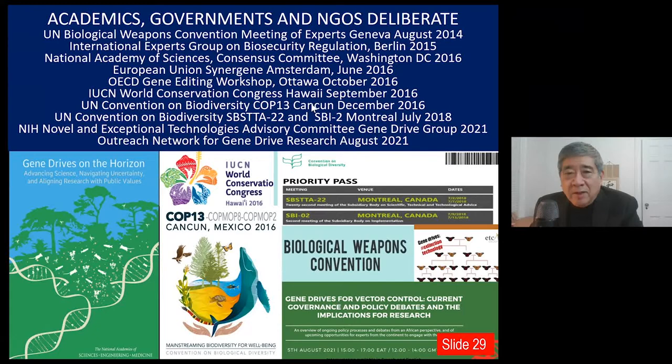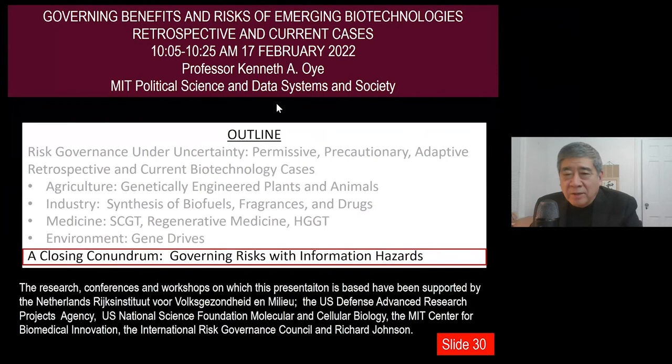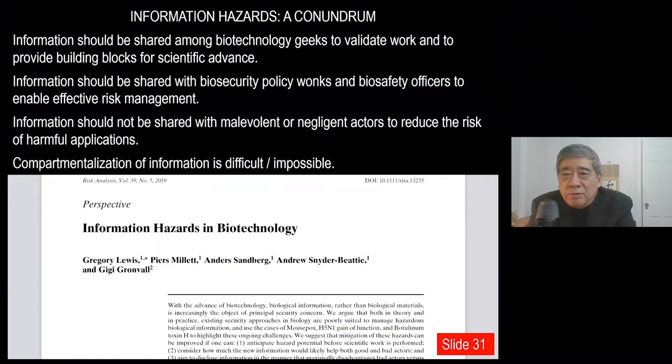Now, I want to end on a closing puzzle, a conundrum, a difficult problem. And here's the problem. So, information. Information should be shared, and it has to be shared if science is to advance. It has to be shared if you're going to be validating work. That's obvious and basic, and a universally agreed upon principle in science. Information also needs to be shared with biosecurity people and biosafety officers and others. If you're going to be managing risks effectively, the people that are going to be managing the risks have to know what's going on.